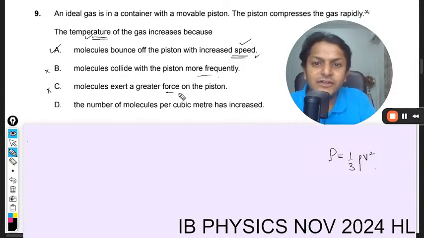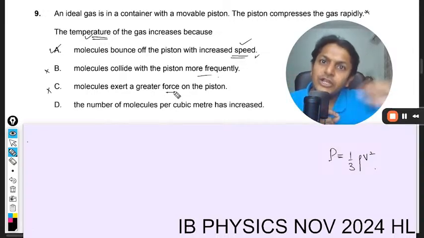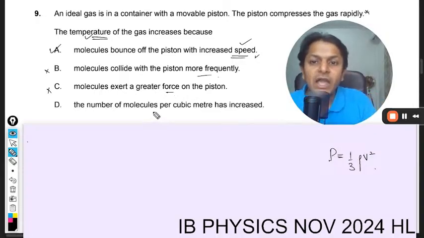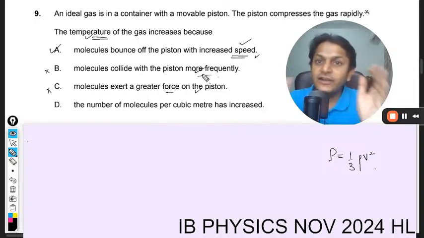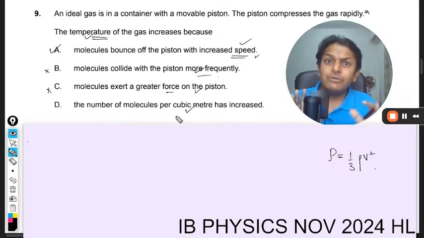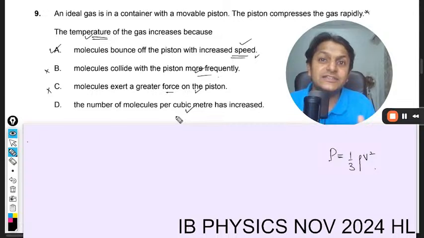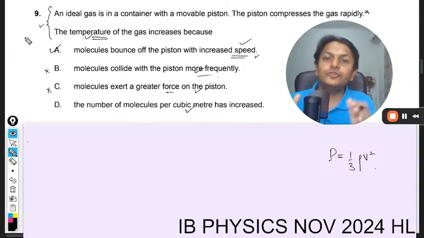So molecules exert a greater force, but it's not about the force, it's actually about the collisions which are taking place at the higher speed that increases temperature. So practically speaking, this is right, this is also right, but they are not related with the temperature. The number of molecules per cubic meter has increased. Now, even this is correct, isn't it? Because the volume has reduced, and so of course the density is higher. So there are more number of molecules per cubic meter. That information is correct. But again, it has nothing to do with the context mentioned here, nothing to do with the temperature.